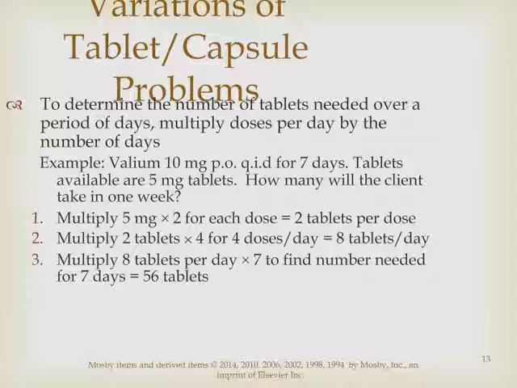And if they didn't, you would then take the next step, which is perhaps call the physician, get another order, whatever you think is the appropriate thing to do. So here are some examples on how you can go about calculating that.